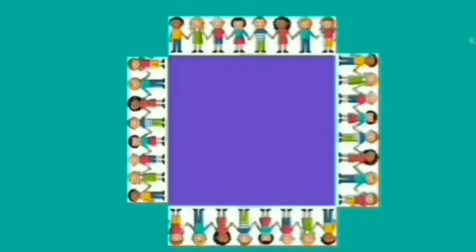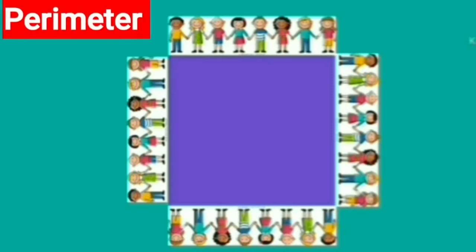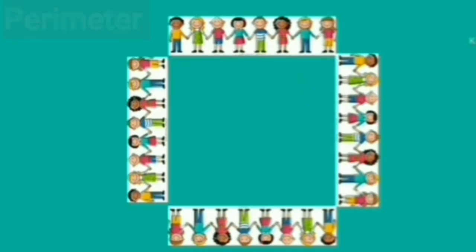Look here. In a class, the teacher told the students to stand along the four sides of a square drawn on a floor. They stood in this manner. Do you know, kids? The total length of four sides of a 2D figure is called the perimeter of that figure. Then the teacher gave another command.